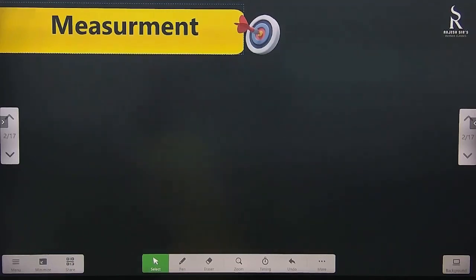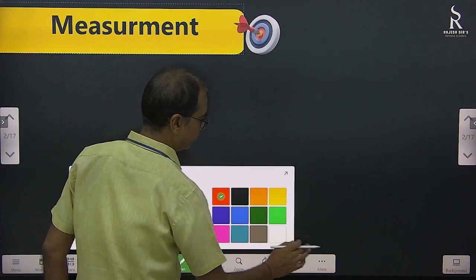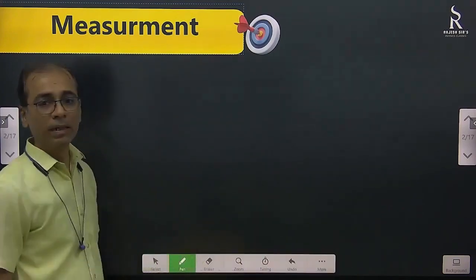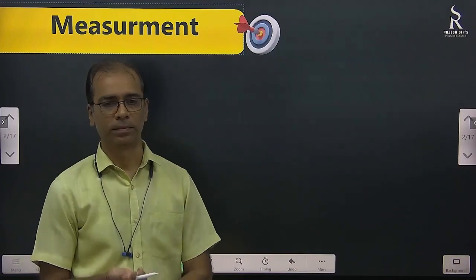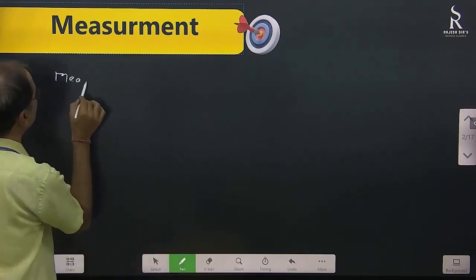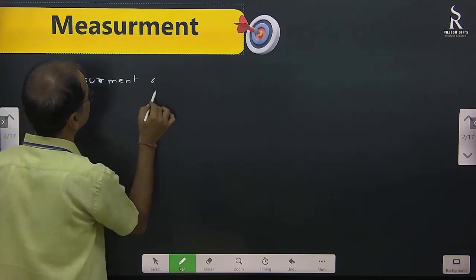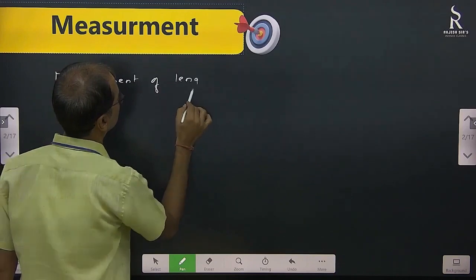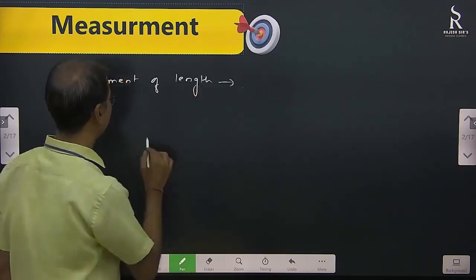Right, students. So, measurement. In measurement, particularly length measurement, that is what we are going to see today. Measurement of length, normally we do with a scale. We have a scale. Okay, a normal scale will be there.